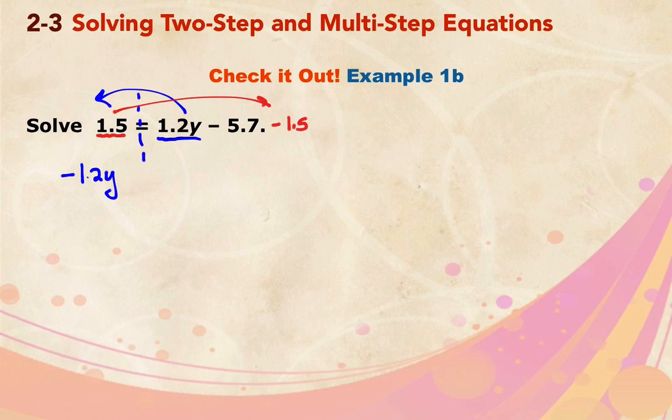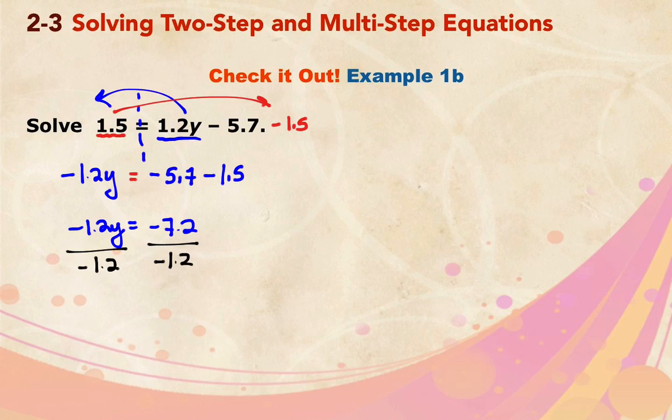So when I'm done, I have a negative 1.2y equals, and it doesn't really matter how you write these, I'm just going to write it like this, negative 5.7 minus 1.5. So negative 1.2y equals negative 5.7 minus a negative 1.5. Sign's the same, so we're going to add and keep the sign. That's going to get me a negative 7.2. And I'll do traditional division here. Divide by negative 1.2, divide by negative 1.2. That cancels out, and y equals 1.26.